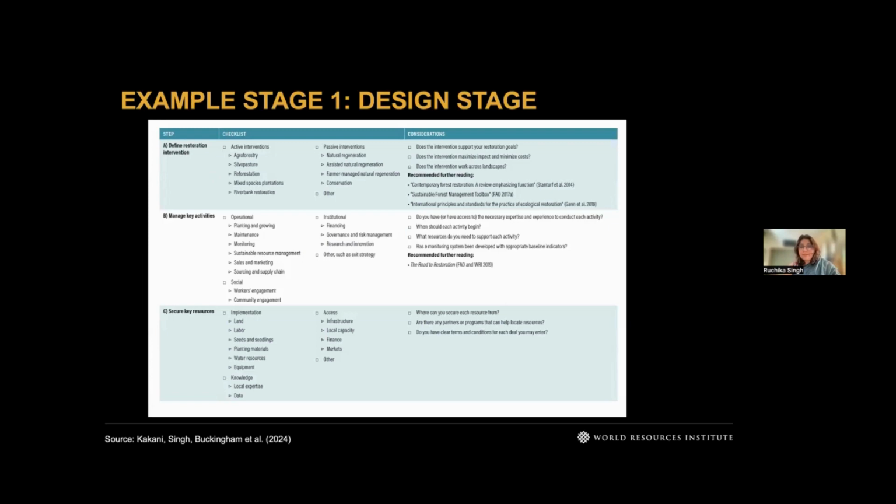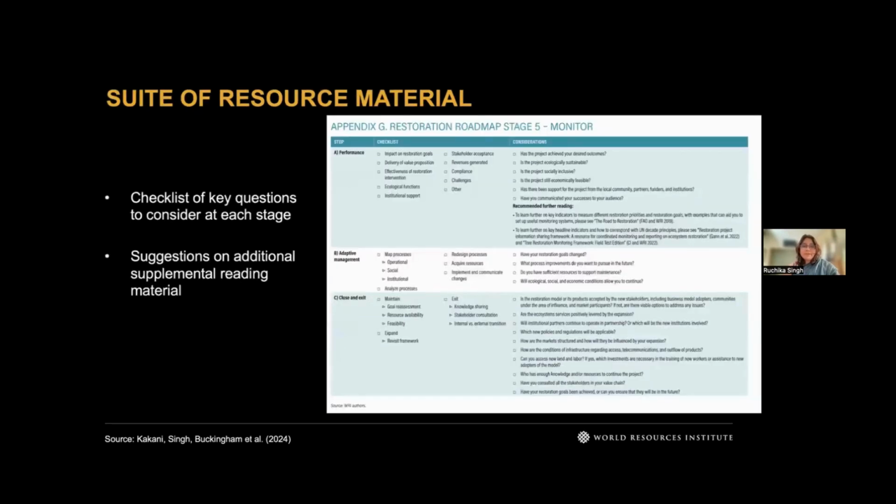Managing key activities, just as an example: what are the key support resources needed to support each activity? Has a monitoring system been developed? And these are just different kinds of resources that are available. Apart from the checklist and the suite of resource material, apart from these questions, we also have consolidated additional supplemental reading material based on what's considered the best available science, but also on social ecological considerations together in this guidebook.